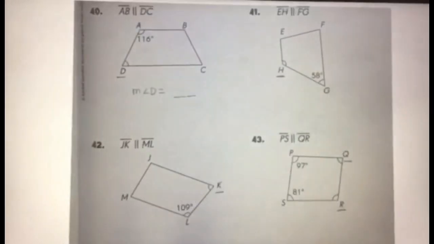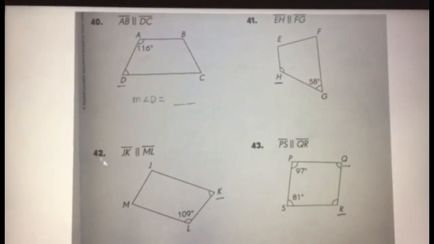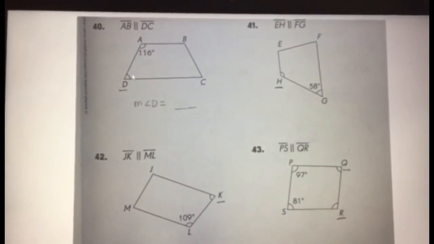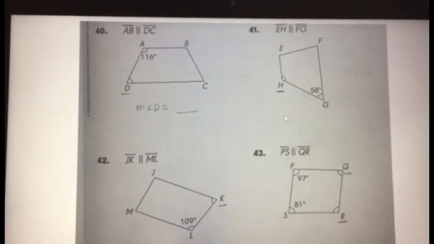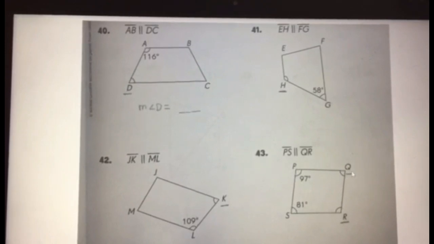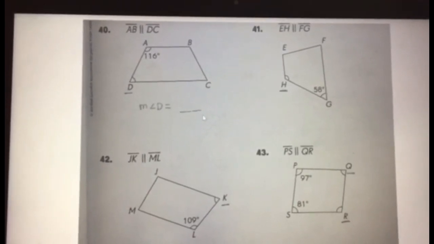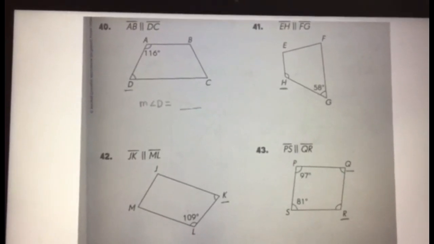And another thing I want to point out is in these figures, find the unknown angle measure, which is the one that is labeled for you. So I underlined each letter that is an unknown angle that you need to work out. I underlined the letter of these. In 43, there are two angles, and you can write measure of angle D is whatever it is. So these are the two things I want to explain in the homework.